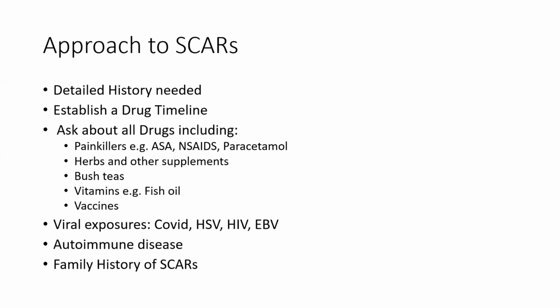A history of autoimmune disease, or if you suspect that the person may have this, it's beneficial to elicit this in the history. And of course, any family history of a severe adverse reaction may potentially indicate that this person could have a similar reaction as well. Okay. Thank you.